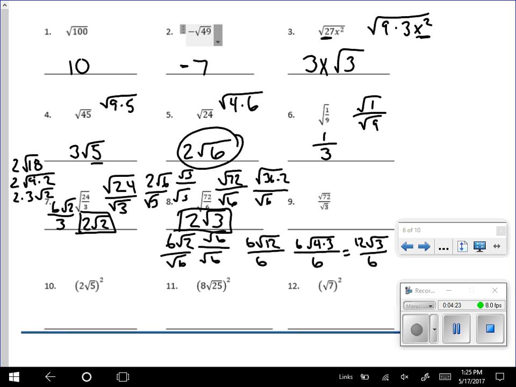Okay, number 9 is similar. So square root of 72, we already simplified that. That's 6 times the square root of 2. We did that right here. Over the square root of 3. So I can multiply by the square root of 3, top and bottom. So I have 3 over 6 times the square root of 6. Simplify here, so we get 2 times the square root of 6.